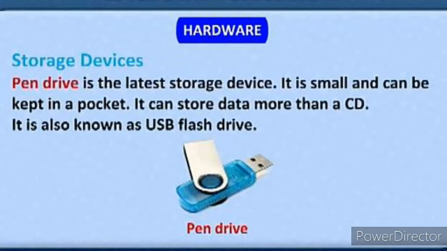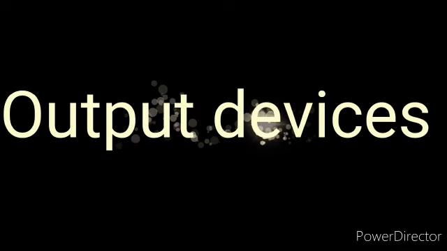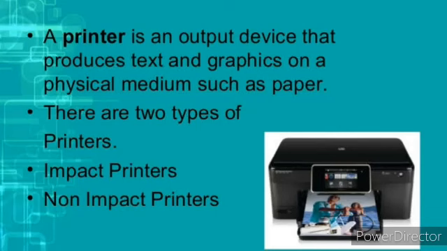The third category of the hardware that we are going to discuss is output devices. And the first output device that we are going to discuss is printer. A printer is an output device that produces text and graphics on a physical medium such as paper. There are two types of printers. Number one, impact printers, and number two, non-impact printers.